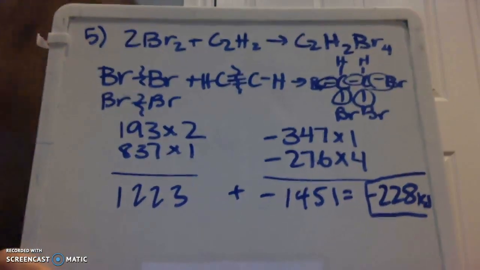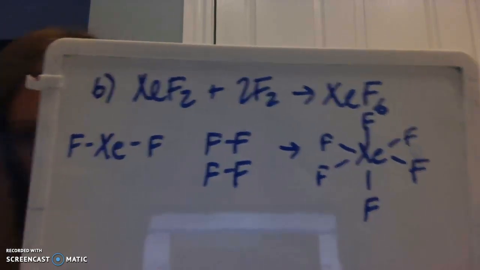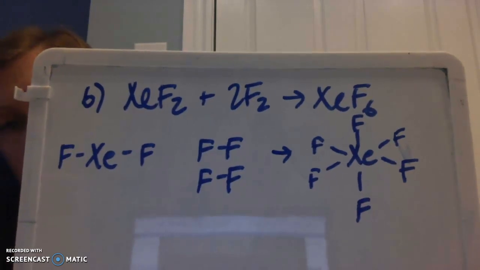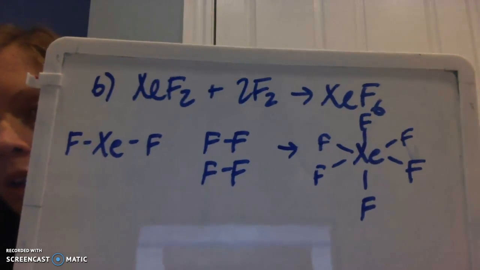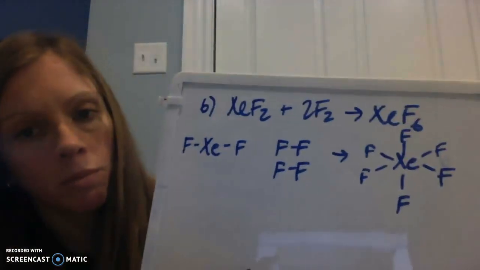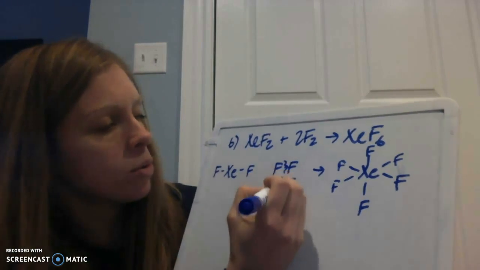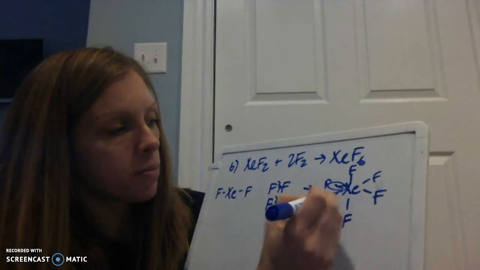Okay. So the next one people wanted to do was number 6, so let's do number 6. All right, you guys, here's number 6. We have XeF2 plus 2 F2 gives us XeF6. Okay, so those are the Lewis structures we got. So the bonds that we're breaking in this case are just going to be my 2 fluorine bonds. And I drew two of them because there are two. So I'm going to just break those. And then I have to form 4 new Xe-F bonds.